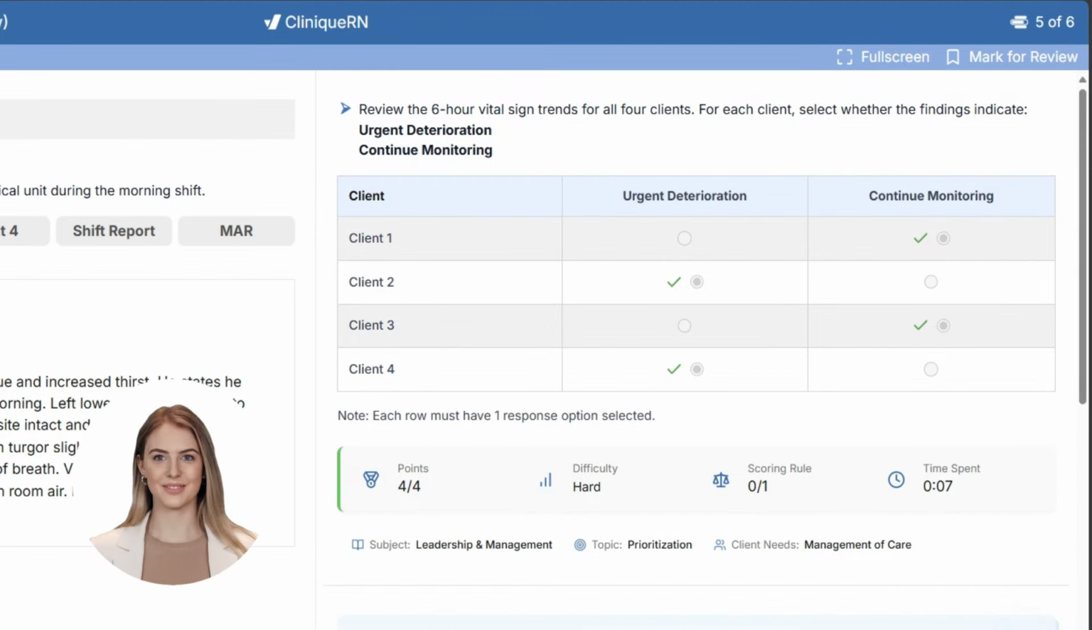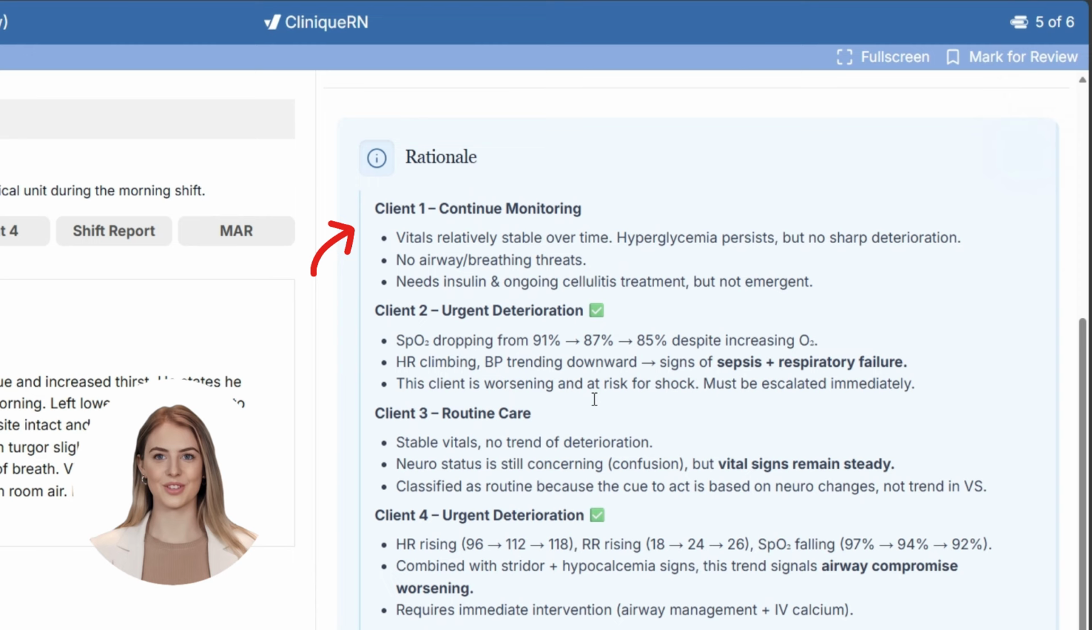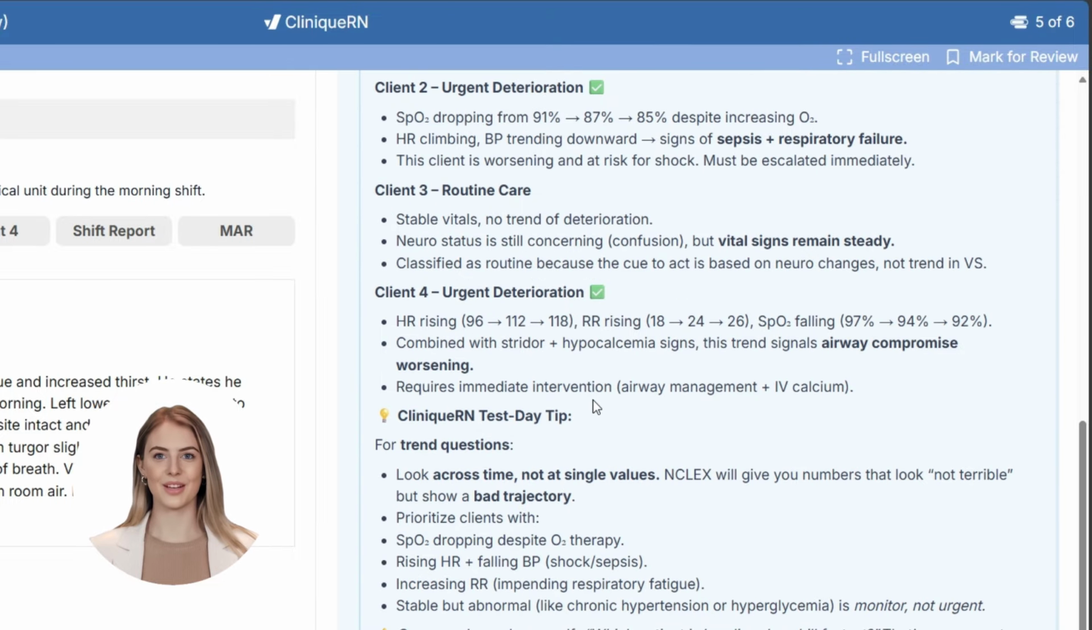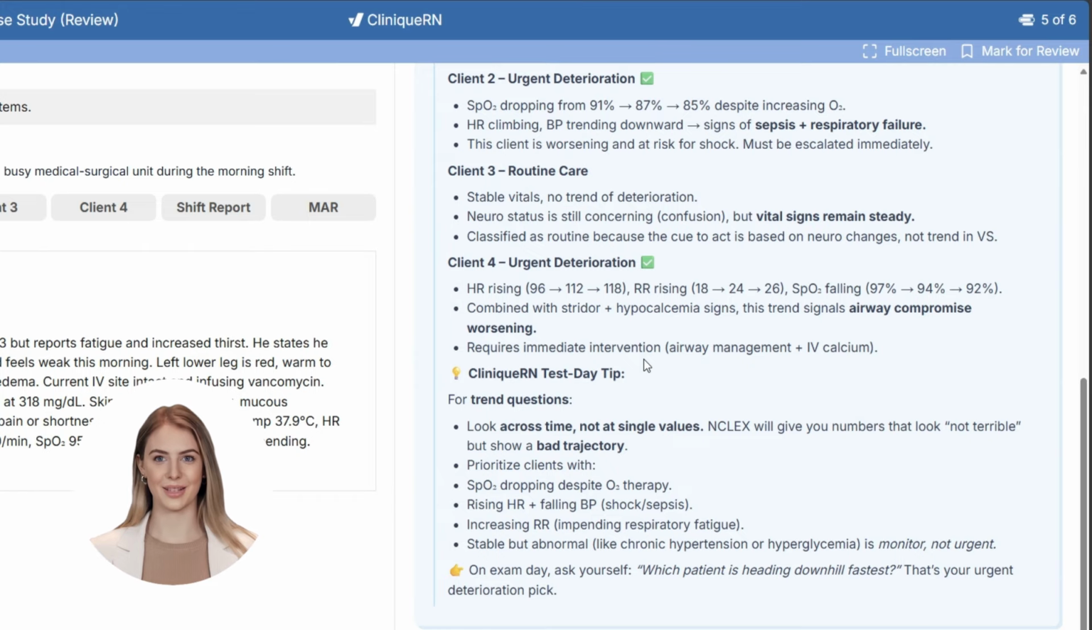Now the rationale. Client 1, continue monitoring. Vitals are relatively stable over time. Hyperglycemia persists, but no sharp deterioration, no airway or breathing threats. Needs insulin and ongoing cellulitis treatment, but not emergent. Client 2, urgent deterioration. Peripheral capillary oxygen saturation dropping from 91% to 87%, then 85% despite increasing oxygen. Heart rate climbing, BP trending downward, means signs of sepsis plus respiratory failure. This client is worsening and at risk for shock, must be escalated immediately.